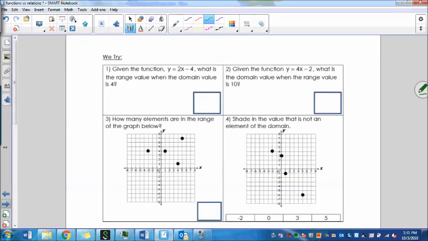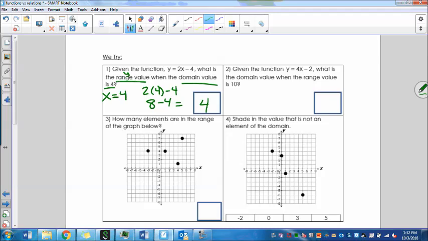To finish off, we're going to have some examples of how to find domain and range given certain values. Okay, so our first one, given the function y is equal to 2x minus 4, what is the range value? So remember, range is y, when the domain value is 4. So they're saying x is equal to 4. So we're going to plug it into our equation. So 2 times 4 minus 4. This would be 8 minus 4, which would give us a range or a y value of 4 when x equals 4.